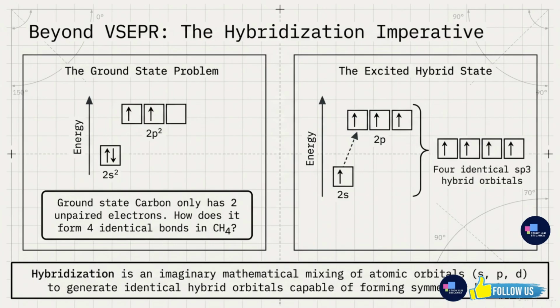Well, the atom actually absorbs a little bit of energy to promote an electron from the 2s up to the empty 2p orbital. Then, in this kind of imaginary mathematical mixing process, it blends that 1s orbital and the 3p orbitals all together. The result? 4 perfectly identical sp3 hybrid orbitals, totally ready to form symmetric bonds.